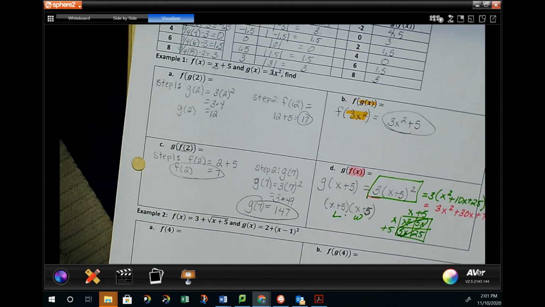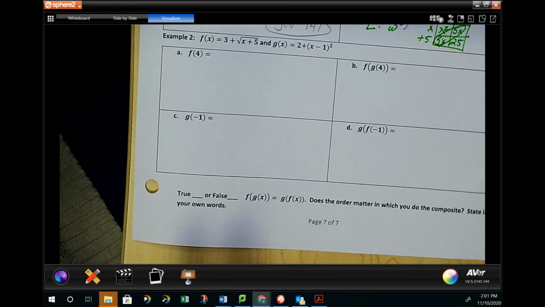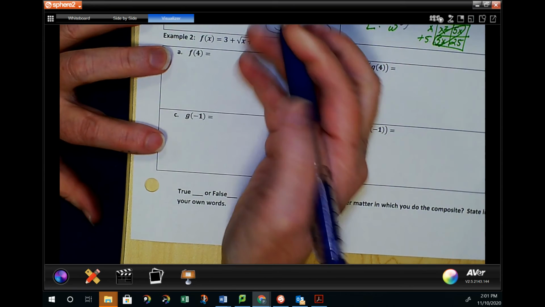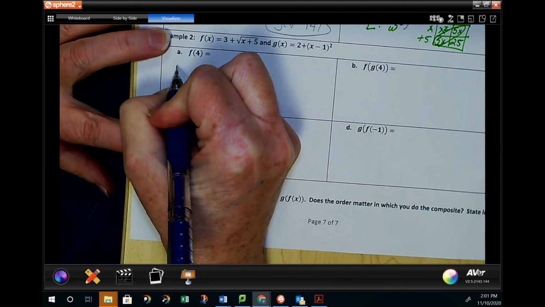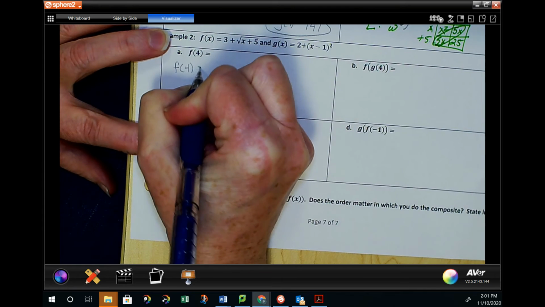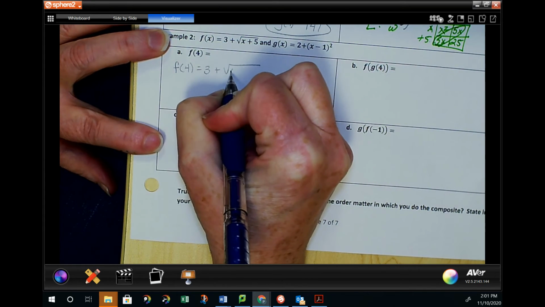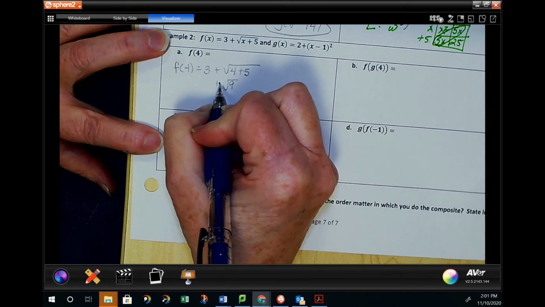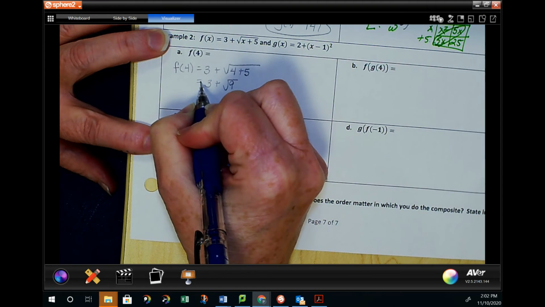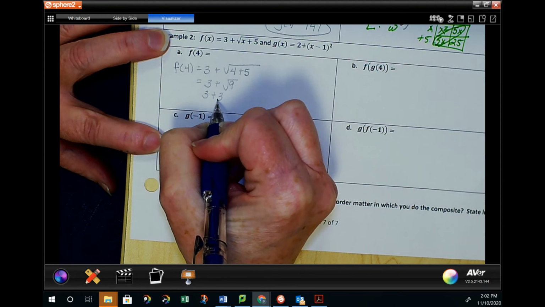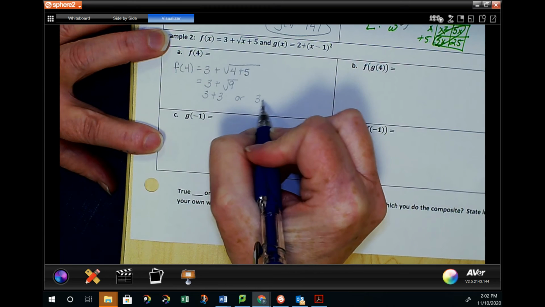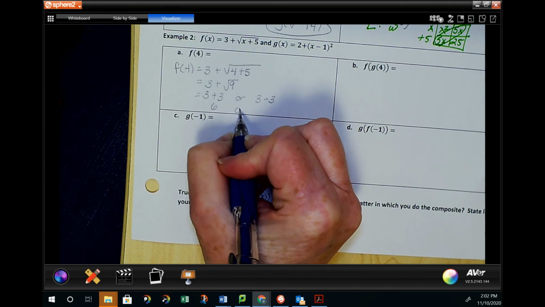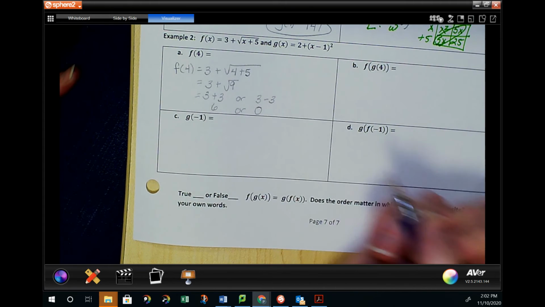So example 2, sorry. Example 2, we're going to have f of 4. So I'm just going to substitute in 4 for x, and we're going to find that. So f of 4 is going to be 3 plus the square root of 4 plus 5. 4 plus 5 is 9, just using our PEMDAS rules. The square root of 9 is 3, so 3 plus 3, or 3 minus 3. So this would be 6 or 0.